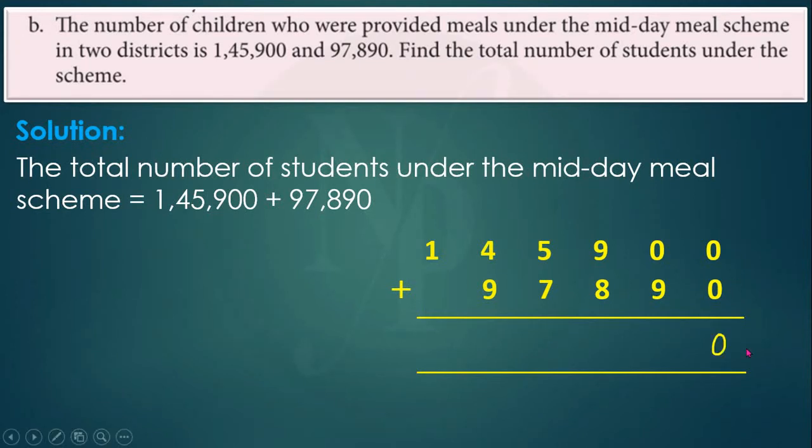0 plus 0 is 0. Coming to tens place, 0 plus 9 is 9. 9 plus 8 is 17. 7 is written here and 1 is carried forward. 1 plus 5 is 6. 6 plus 7 is 13. 1 is carried forward. 1 plus 4 is 5 and 5 plus 9 is 14. 4 is written here, 1 is carried forward. 1 plus 1 is 2.